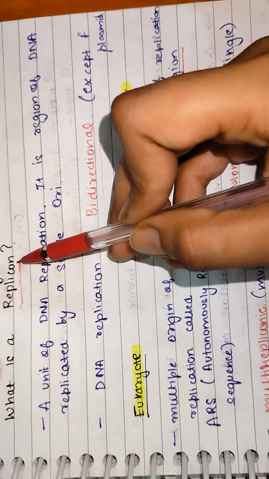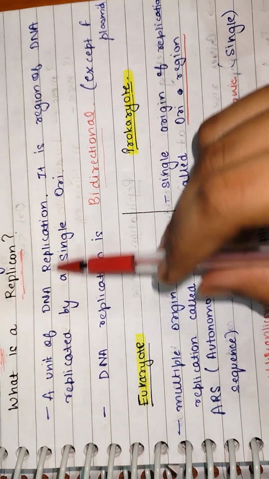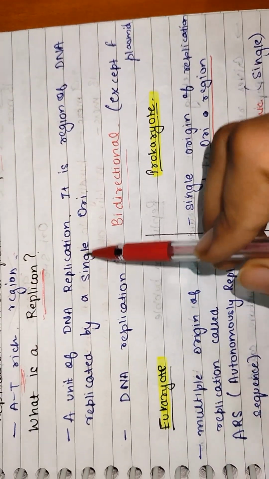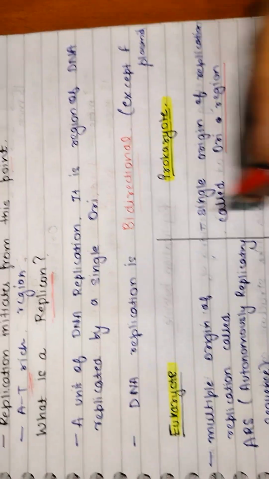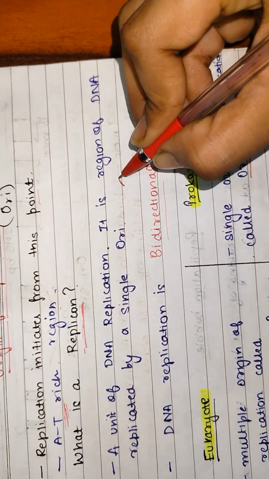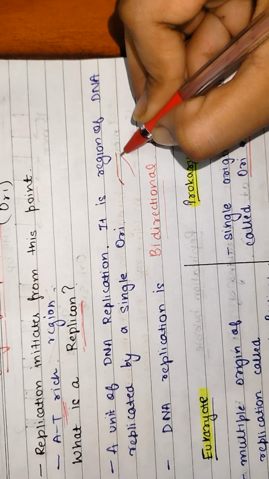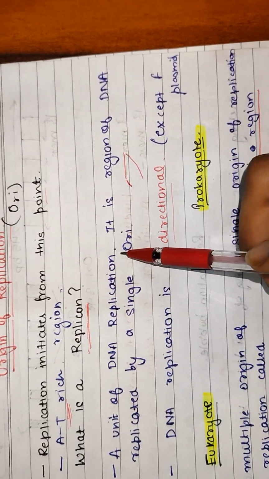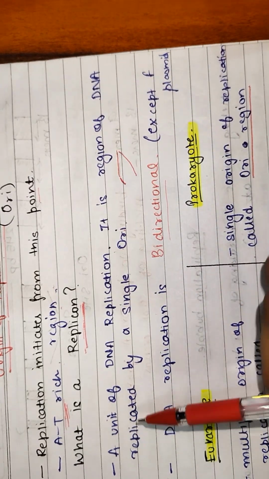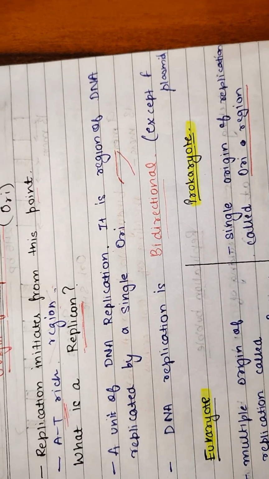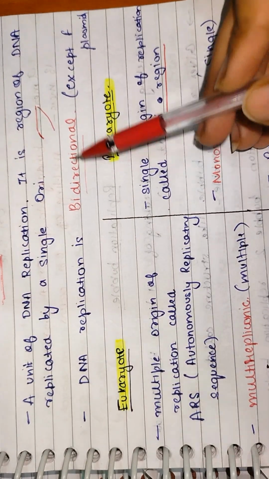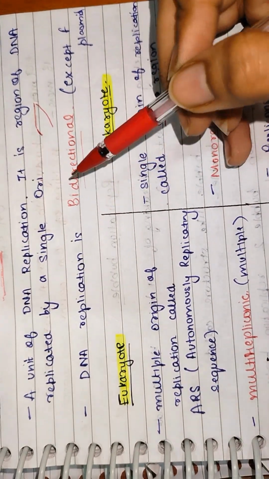So what is a replicon? A replicon is the unit of DNA replication. It is the region of DNA which is replicated by a single ORI. That is, whatever portion of DNA is replicated from a single ORI will be one replicon. So a replicon is a unit of DNA replication, the region of DNA which is replicated by a single ORI.